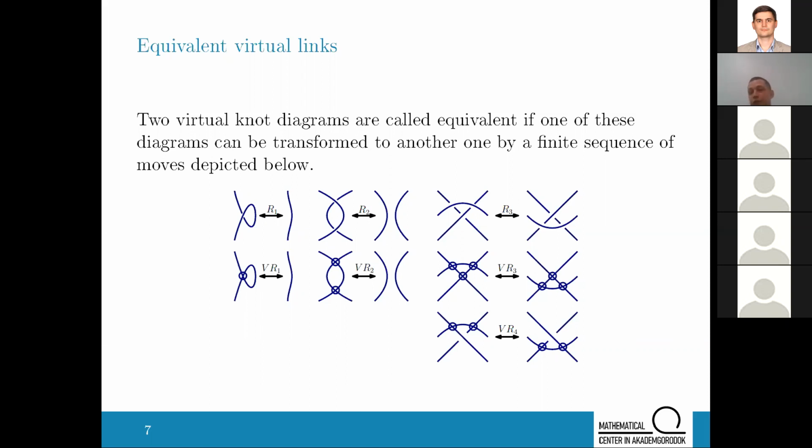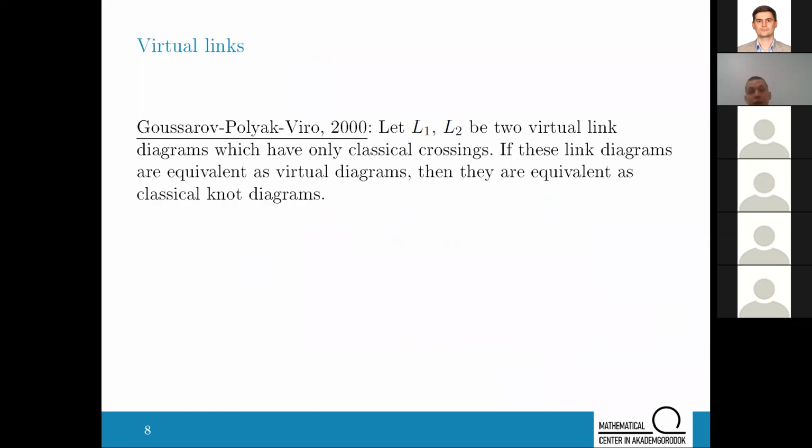As we already noticed, virtual link diagrams are very similar to classical link diagrams by their appearance. In particular, if a virtual link diagram doesn't have virtual crossings, it looks exactly the same as a classical link diagram. And Gusarov, Polyak, and Viro proved that they don't just look like classical link diagrams; they are exactly classical link diagrams. This theorem says that if we have two virtual links which have only classical crossings, so they don't have virtual crossings, and these link diagrams are equivalent as virtual diagrams, then by this definition they are equivalent as classical link diagrams. Thus, they represent equivalent classical links.